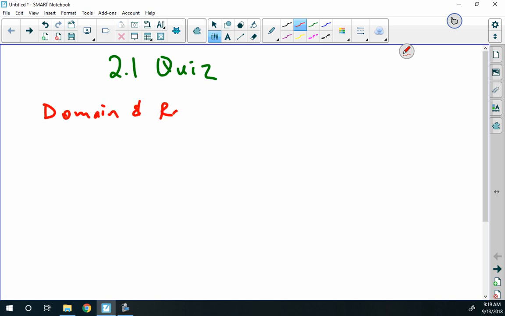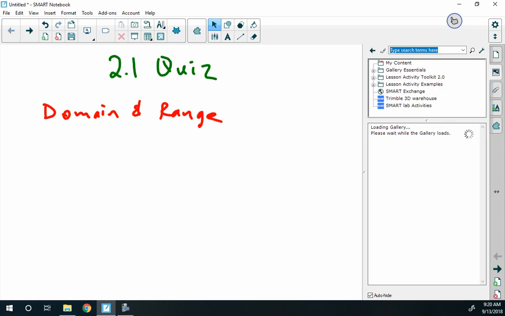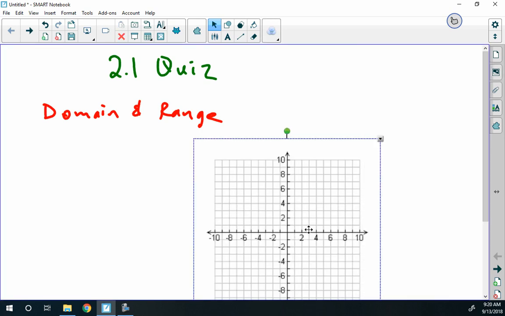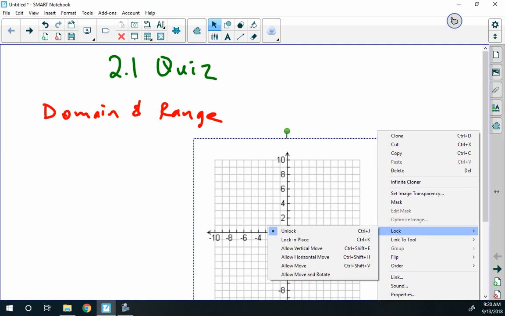Domain and range. We know that domain refers to all the x values for a particular relation. But what ends up happening with domain and range is something weird.